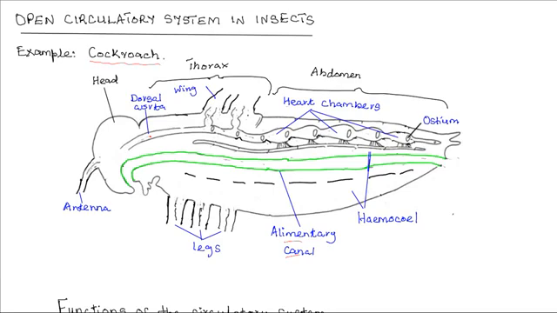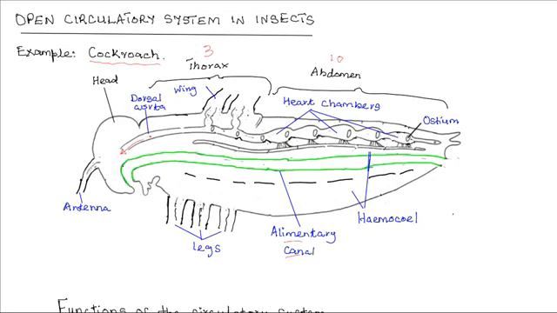So the tubular heart has 13 chambers. 3 chambers are located in the thorax, while 10 are located in the abdominal segments. You see, the only blood vessel that is present in the cockroach's circulatory system is the dorsal aorta. The dorsal aorta empties into the head regions of the insect.